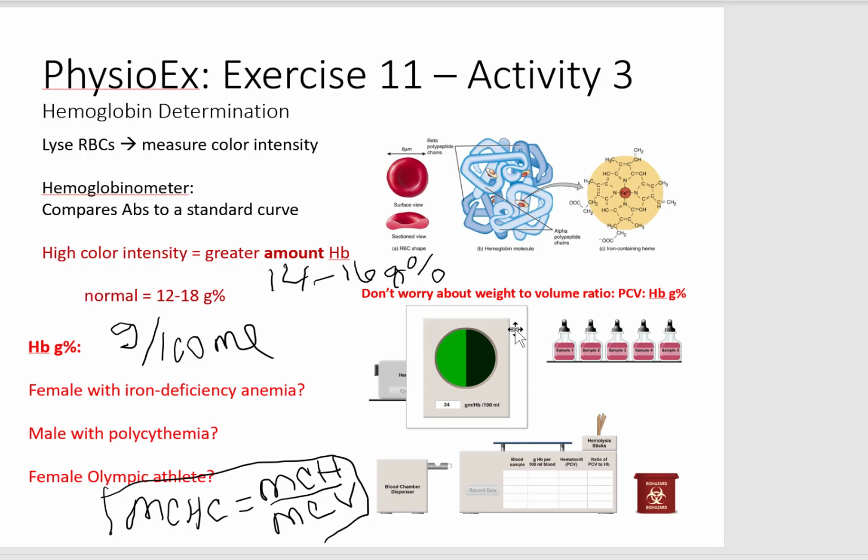Then we had a female with iron deficiency anemia. Her hemoglobin grams percent was roughly half what it should be. Her red blood cells, she's making fewer of them and they're smaller. They're not as well filled with hemoglobin.